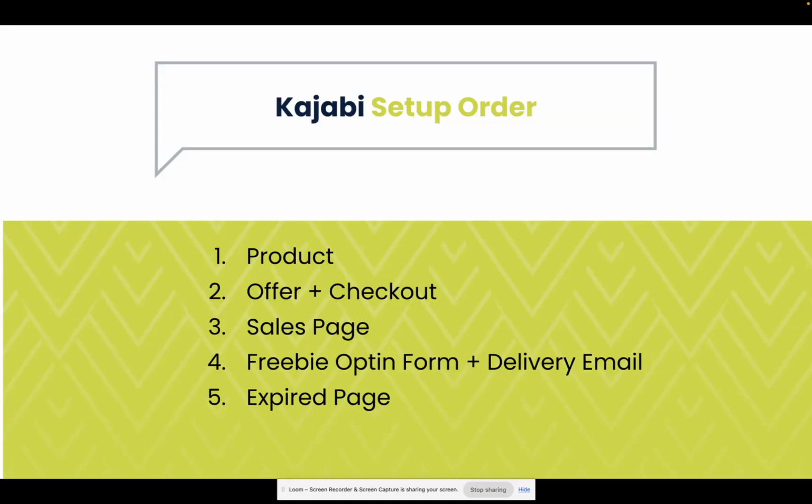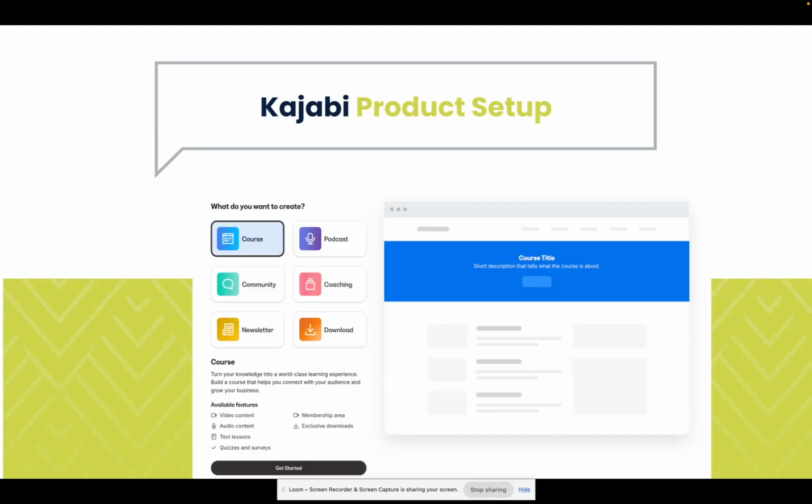And the thank you page that people see after they submitted that form is the sales page we created under 3. And then separate from all of this, we also need to create an expired page where people get to after their, let's say, 15 minutes of seeing the offer has expired. So first, the product setup, you just go to products and you create like a course or a download or whatever it is that you want to sell with this special offer.